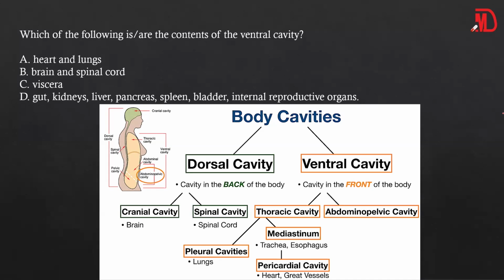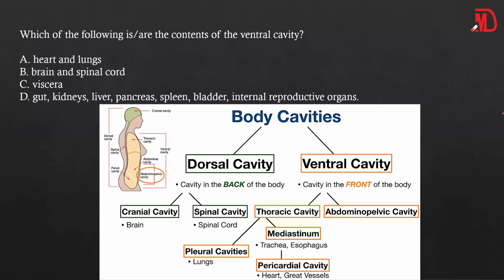Now, the ventral cavity lies on the anterior or the front side of the body, and it contains the viscera. Guys, listen. It contains the viscera. The viscera simply refers to the collective term for the internal organs within the thoracic and the abdominopelvic cavities. So anything that is within these cavities, we call it what? Viscera.